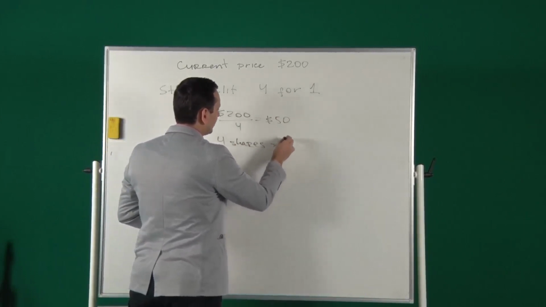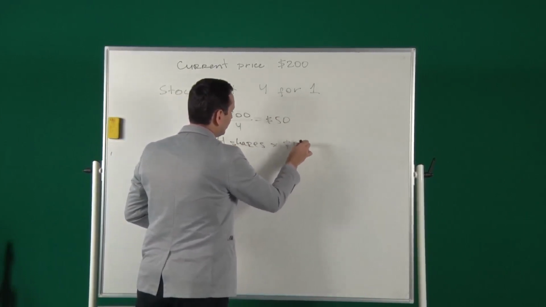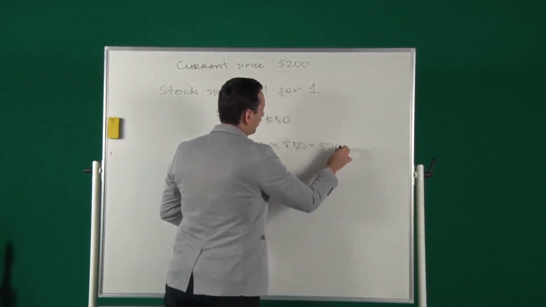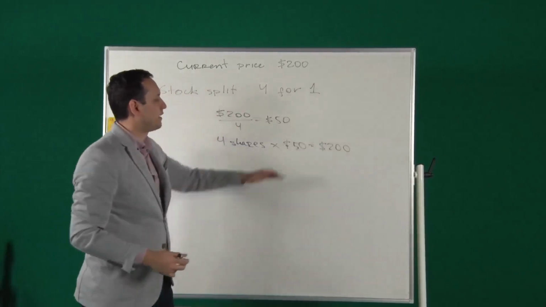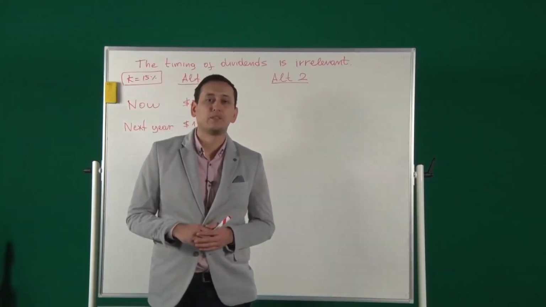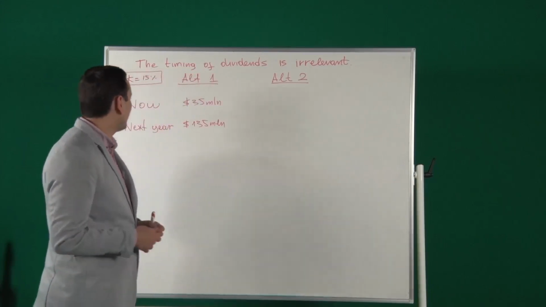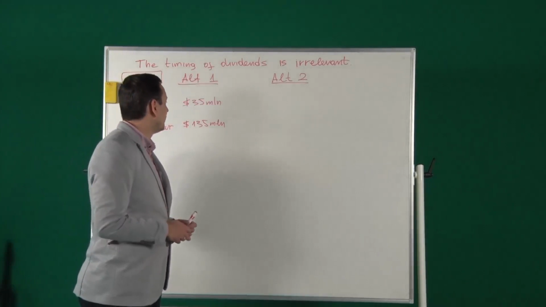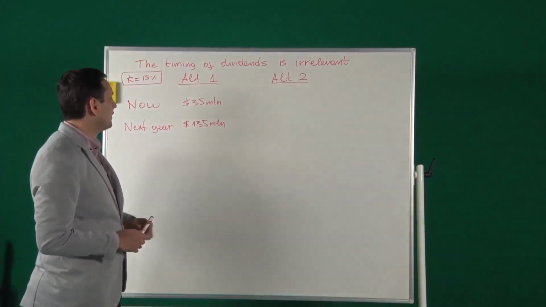and each costing $50, and the value of your stock holding will be the same as it was before the stock split. Now let's consider the case of timing of dividends. The company has 2 alternatives. We will talk about the first alternative now.